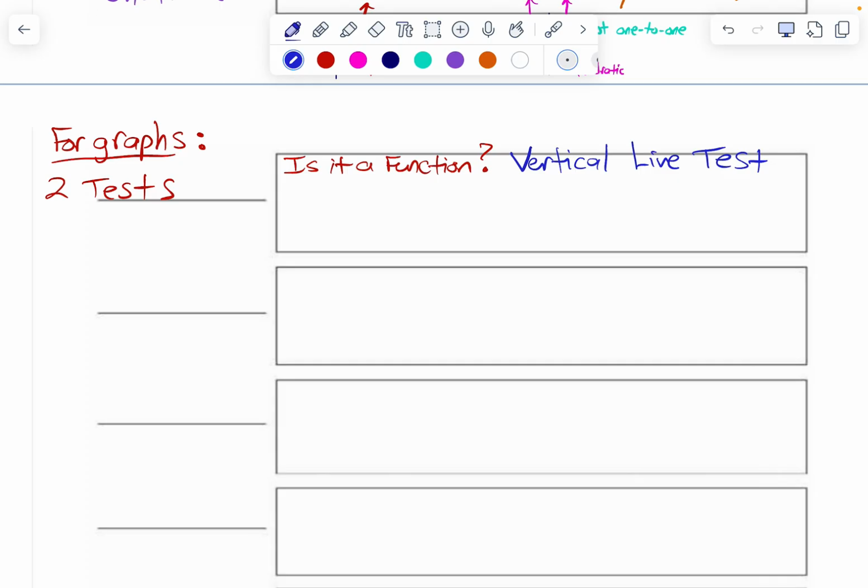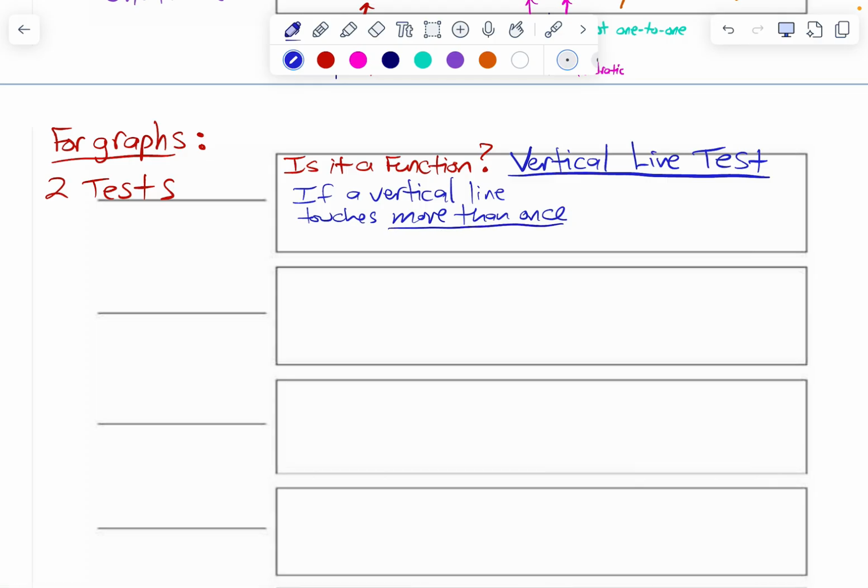And this is so easy, it's nice. You guys will love it. I'm going to underline that. If a vertical, now you have to know which way vertical is. Up and down, right? If a vertical line touches more than once, it is not a function.